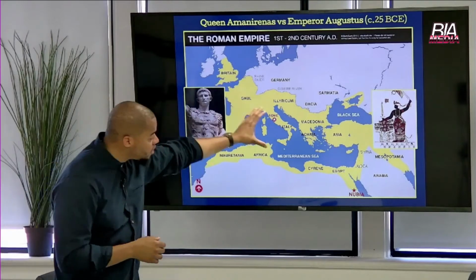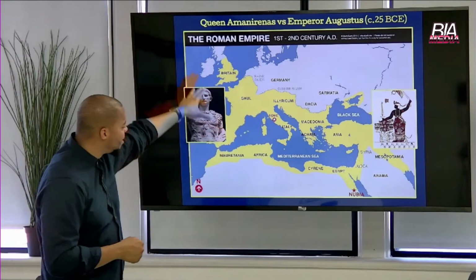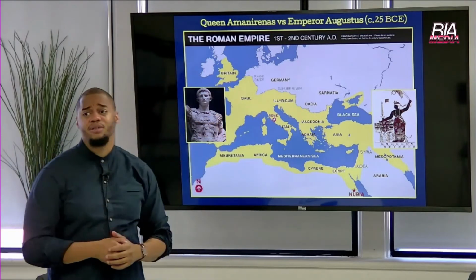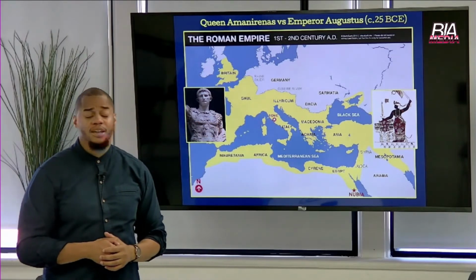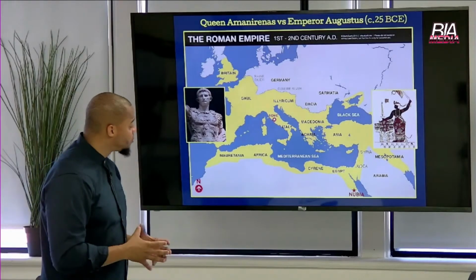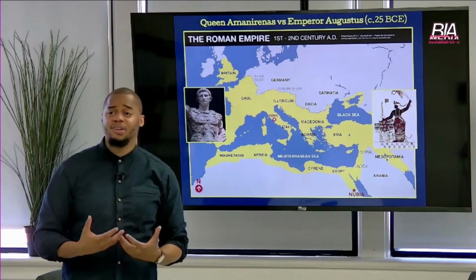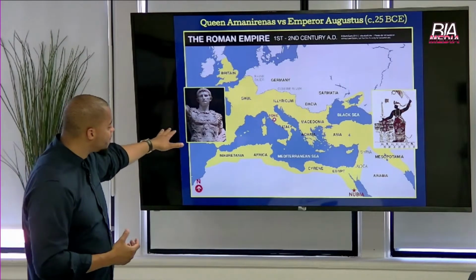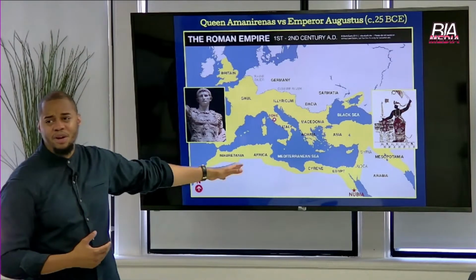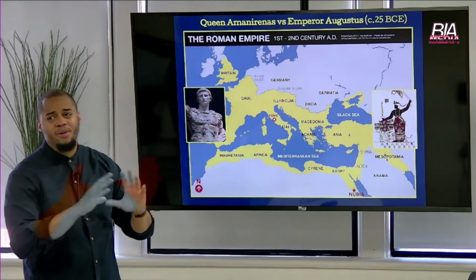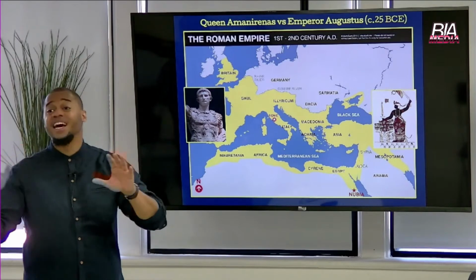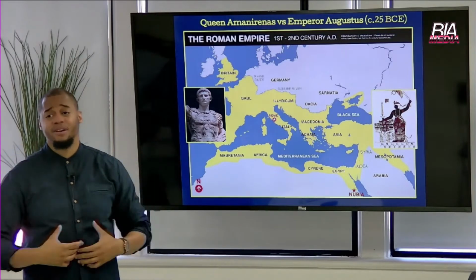He controls pretty much everything you see in yellow. It takes them a minute to get Britain, but they control mostly everything you see in yellow, the Romans. Now, after taking control of Egypt, the forces of Augustus, now Augustus himself, no matter how he's depicted here, he was a sickly person. He was much more of a philosopher than a general. He wasn't a fighter. He had great generals. He was a good delegator. He had good generals. He wasn't a good fighter himself.